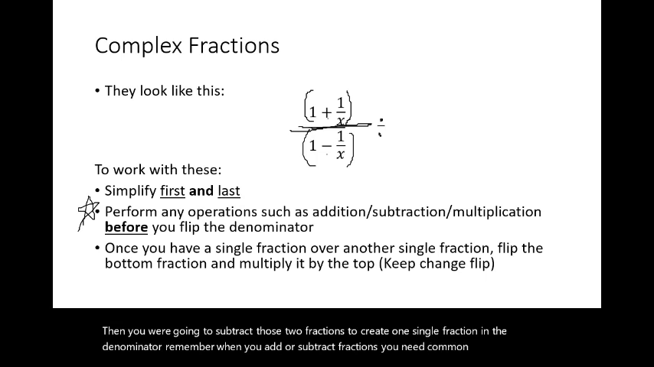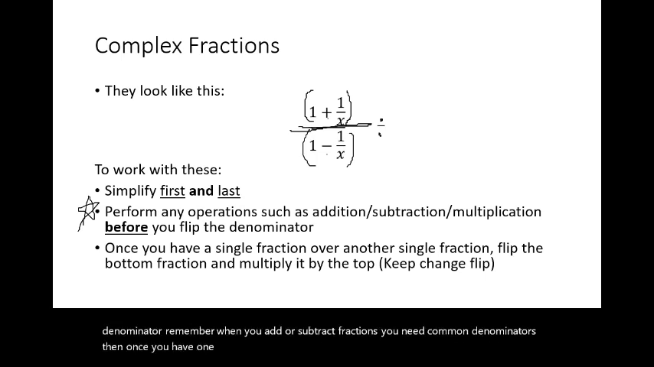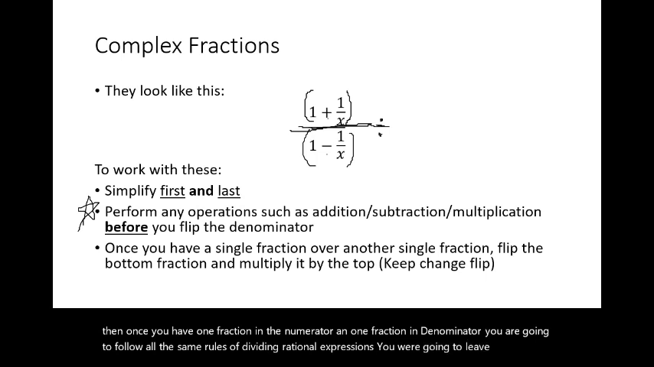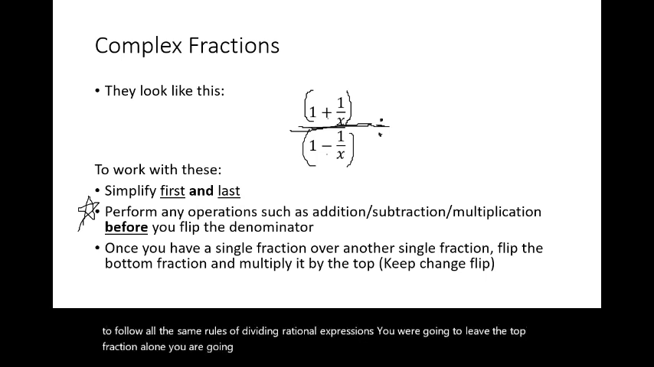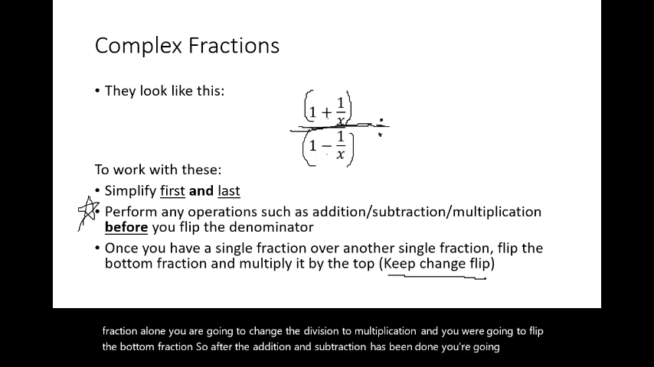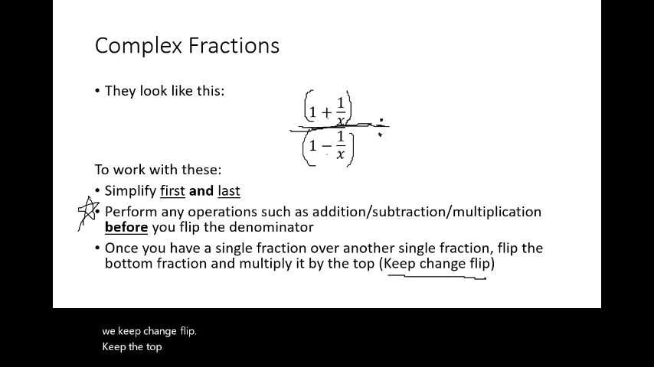Then, once you have one fraction in the numerator and one fraction in the denominator, you are going to follow all of the same rules of dividing rational expressions. You are going to leave the top fraction alone. You are going to change the division to multiplication, and you are going to flip the bottom fraction. So after the addition and subtraction has been done, you're going to do a keep, change, flip. Keep the top fraction alone as is, change the division in the middle to multiplication, and then flip the bottom fraction.